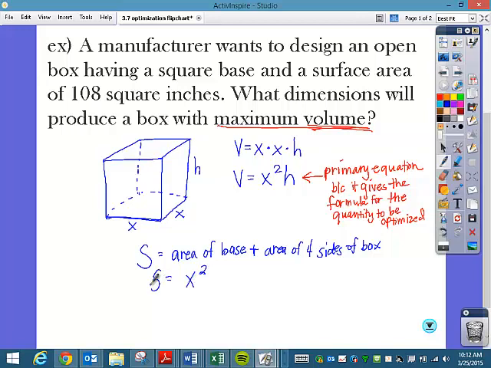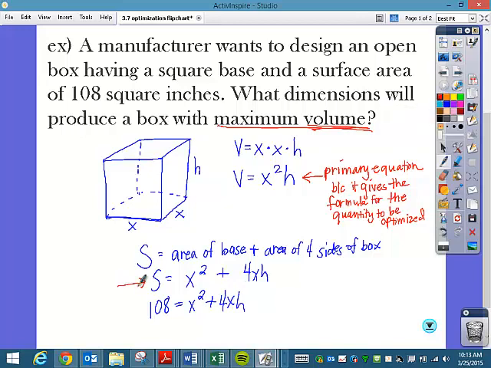And the area of the four sides, so each of these sides is a rectangle with a length of x and a width of h. So each of those four rectangles is xh, and we have 4 of them. And we know from our word problem that the surface area is 108. And surface area is our secondary equation.